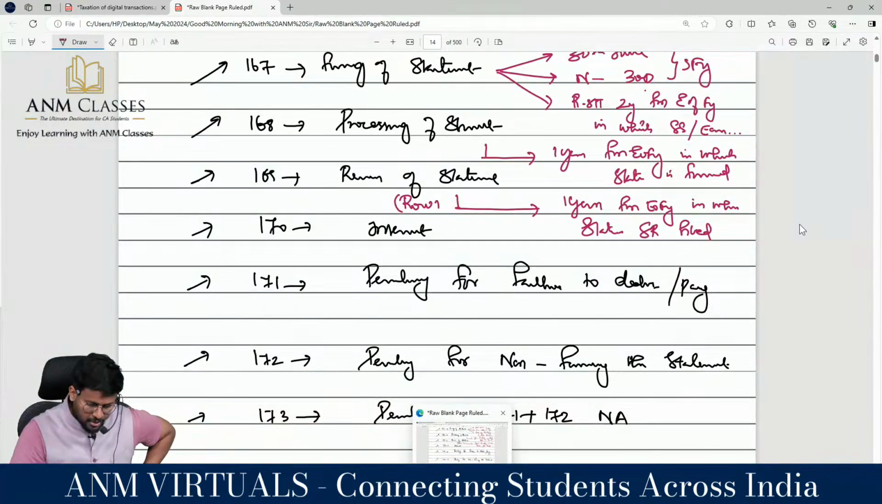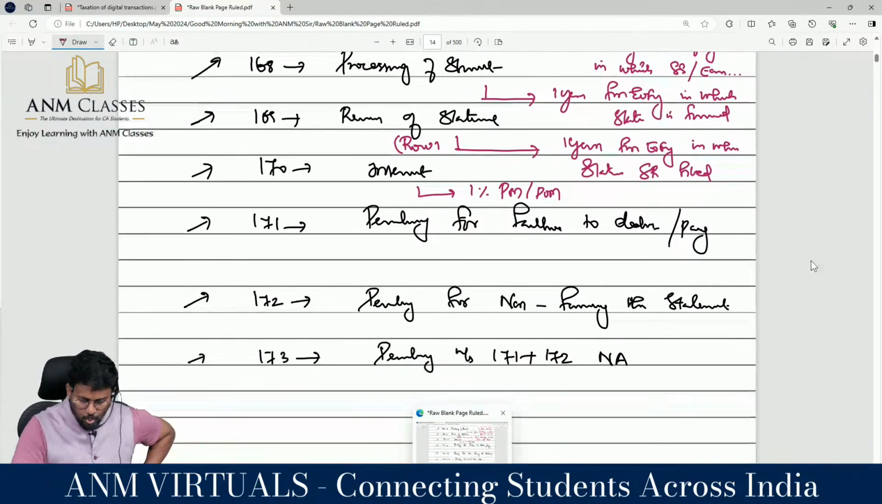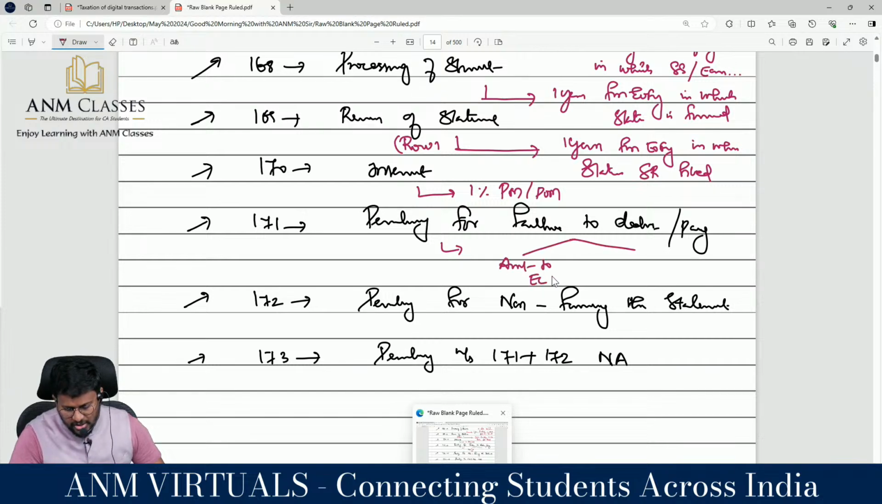Interest, how much percent? 1% per month or part of the month. 171, penalty for failure to deduct or pay. Penalty for failure to deduct. How much? Amount equal to equalization levy.